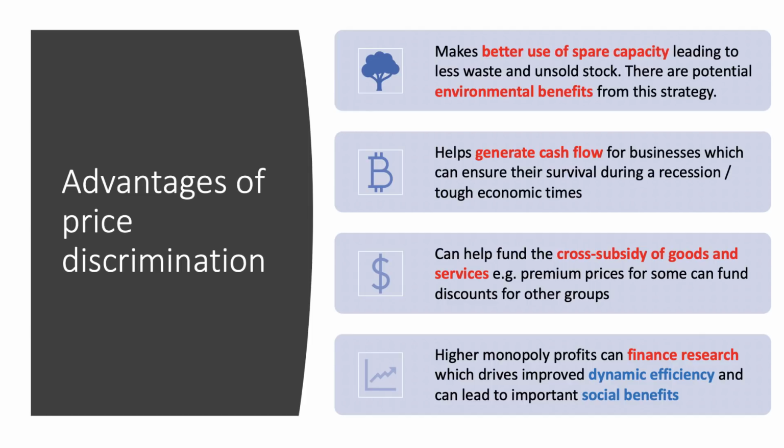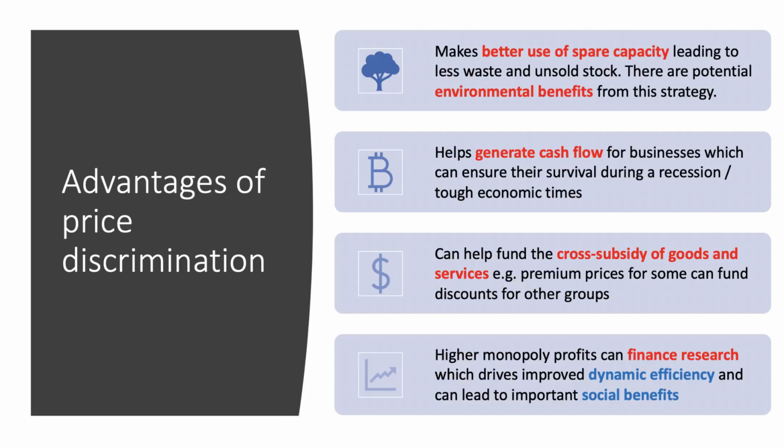Second point is that price discrimination can help to generate much needed cash flow for businesses, particularly small businesses, which can ensure they survive during a recession or during tough economic times. Restaurants and other businesses need to engage in this kind of strategy to generate cash because most businesses fail when they run out of cash.